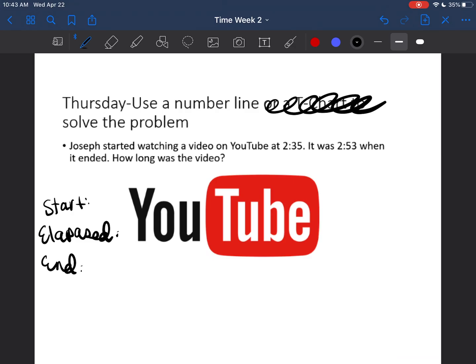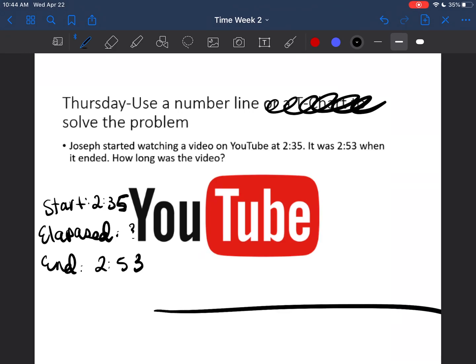Now, let's fill it in. Joseph started watching a YouTube video at 2:35. So it was 2:35 when Joseph started watching that YouTube video. It was 2:53 when it ended. How long was the video? So again, we're looking for that elapsed. I'm going to use my number line.